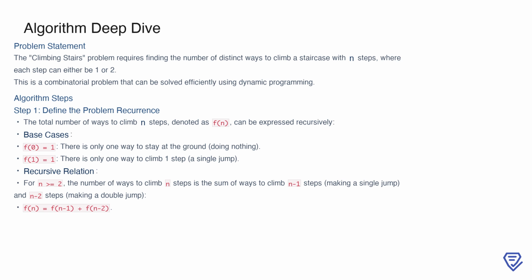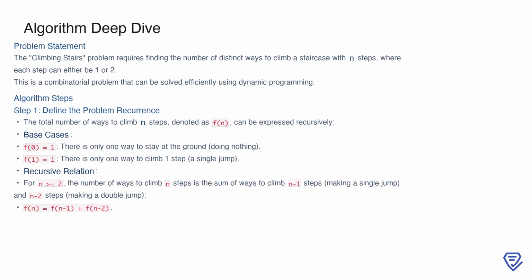To solve it, we start by defining a recurrence relation for the problem. The total number of ways to climb n steps, represented as f(n), can be broken down into two scenarios, climbing 1 step from n-1, or climbing 2 steps from n-2. This gives us the relation f(n) equals f(n-1) plus f(n-2). We also have two base cases, f(0) equals 1, as there is only one way to stay at the ground, and f(1) equals 1, as there is only one way to climb the first step.